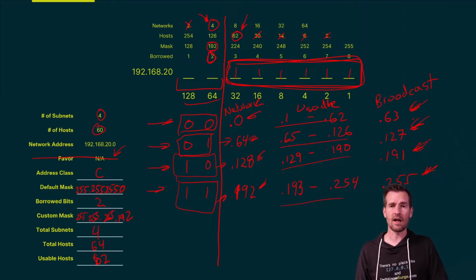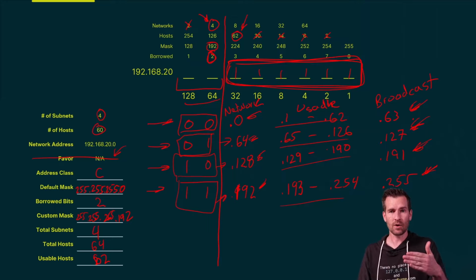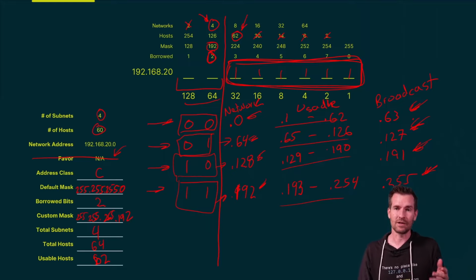That is how you solve these subnetting problems. And now we've got a solution for each of our networks and the network range, how many usable hosts are in each of that range. We have figured it all out.